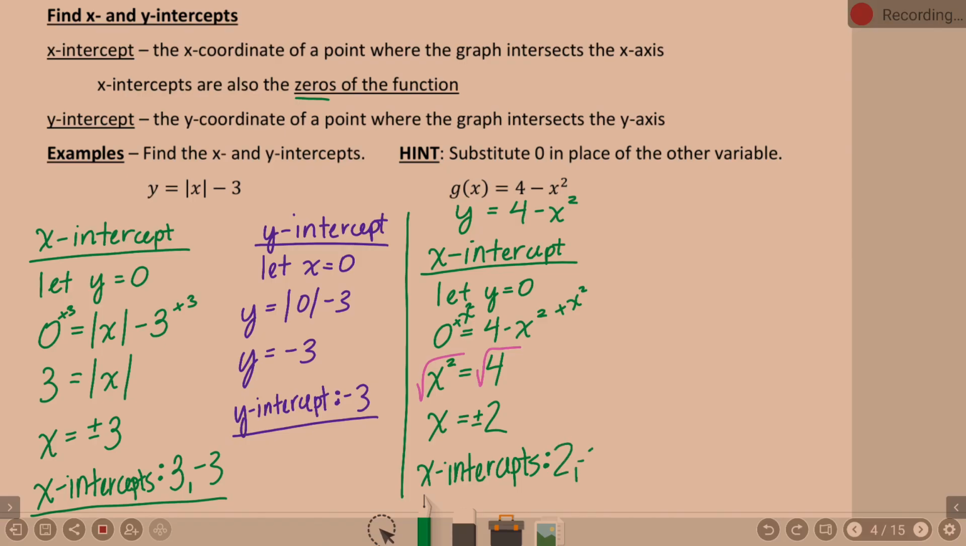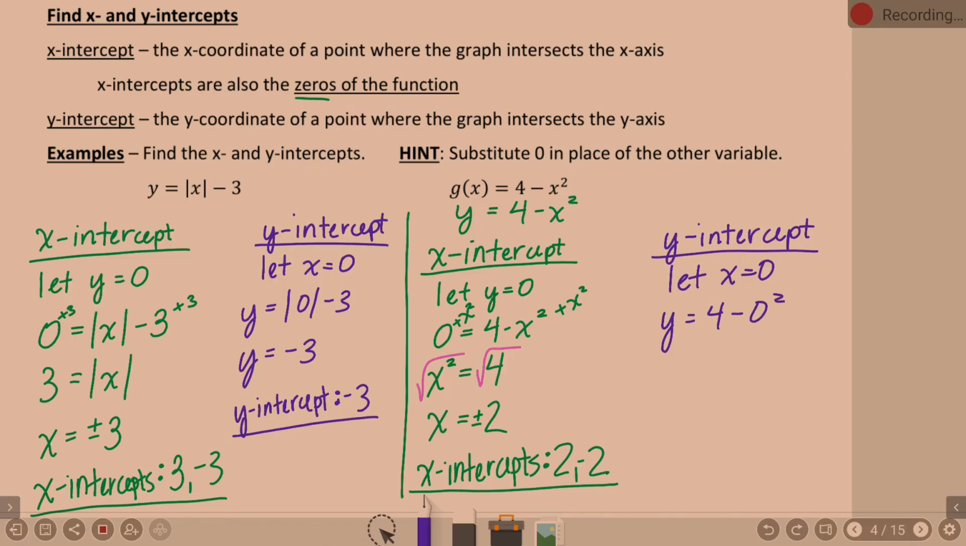Okay. Let's finish this problem up with finding our y-intercept. Remind me, how do I find my y-intercept? Let x equal 0. Yeah, you get rid of the other variable. You're always just getting rid of the other variable to find an intercept. So x equals 0, y equals 4 minus 0 squared. And 4 minus 0 squared is 4. So we have a y-intercept of 4.